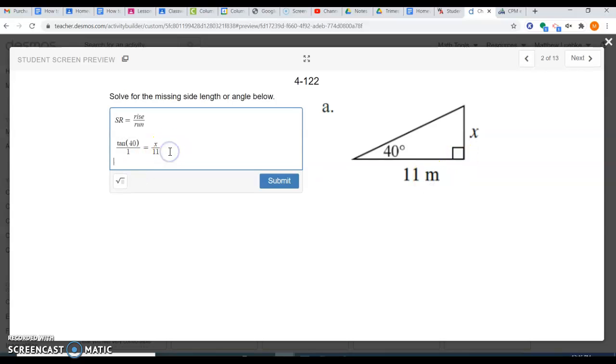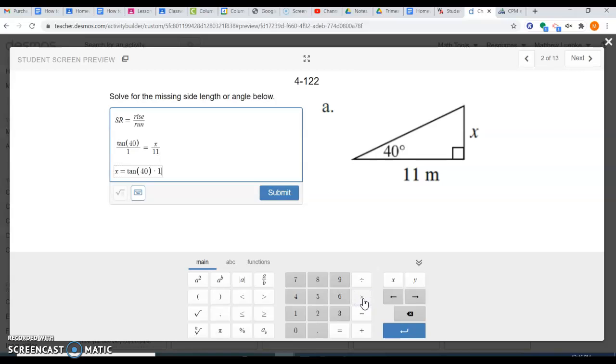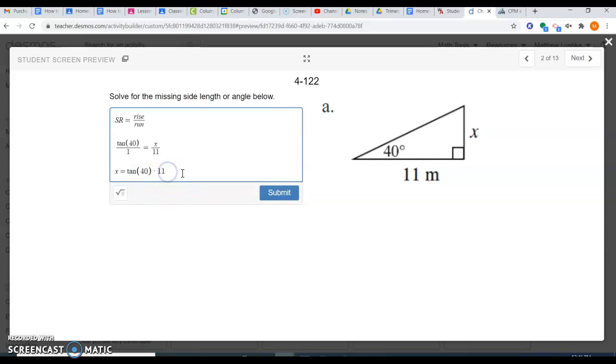So here, I'm going to do my cross multiplication. 1 times x is going to give me x. The tangent of 40 times 11 is going to give me the tangent of 40 times 11. Now, the tangent of 40 times 11 is something I need to do on my calculator.